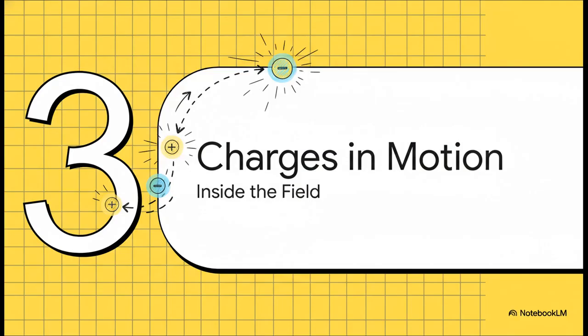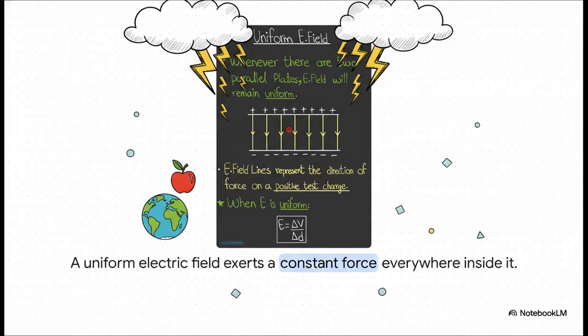So we've looked at the static map, like a snapshot in time. But what happens when we actually let a charge loose inside one of these fields? What's its journey actually like? To study motion, physicists love to create a really simple, clean environment.